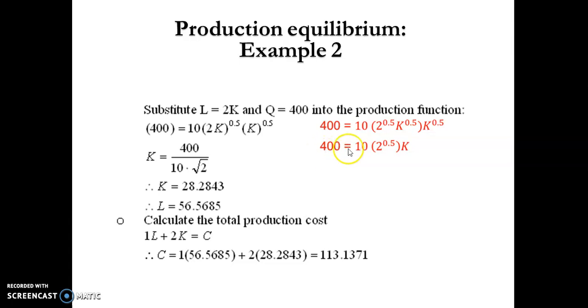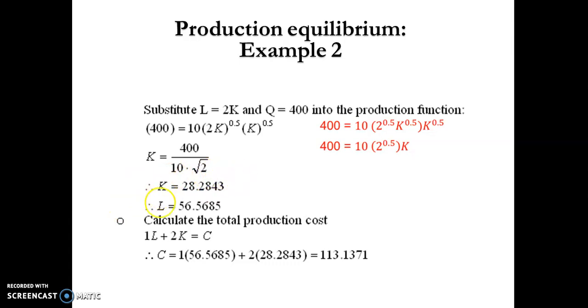So you can see we had 400 is equal to 10 times 2 to the power of a half. So I can write that as the square root of 2 times k. So if I want k by itself, I'm going to have to divide the 400 by the 10 times the square root of 2, right? And that is the step. So now you can punch that into your calculator, and you're going to get k is equal to 28.2843. I would try to steer away from rounding off while doing a problem, and only round off at the end, and also read the instructions about how to round off.